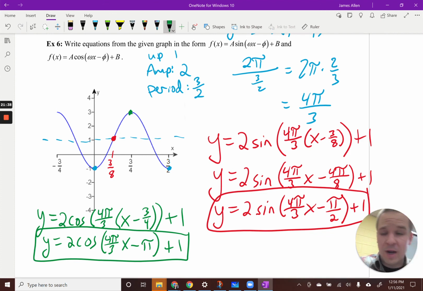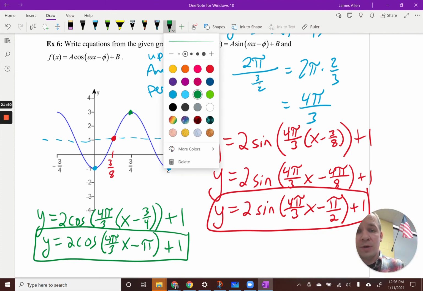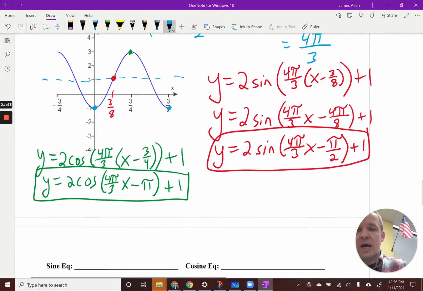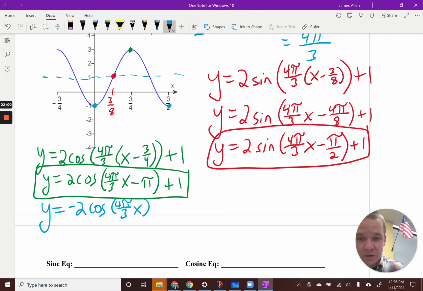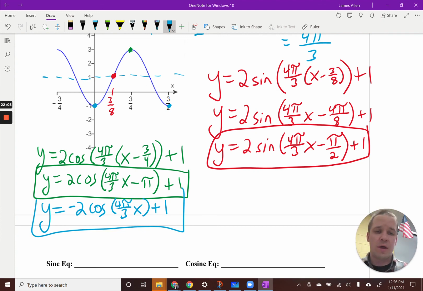But like I said, there is another option. We could go with the blue one, and that one would just have a reflection. So y equals negative 2 cosine. My period is still the same, 4 pi over 3 x. There's no phase shift, plus 1. I honestly think that one's a bit easier. I would take the reflection over the phase shift anytime. Your call, though. There you go, there's 2 appropriate ones for you.